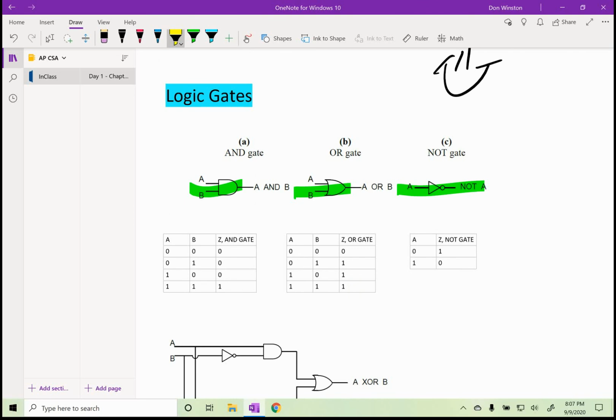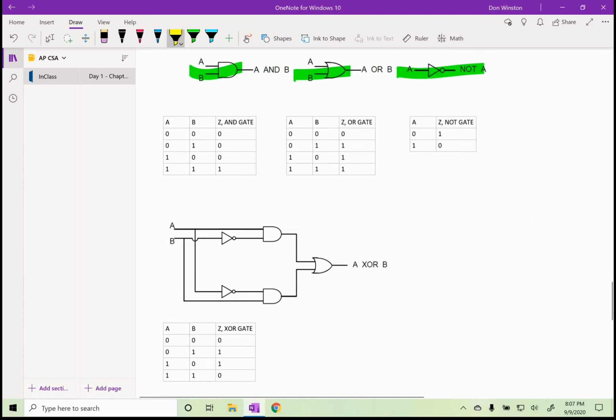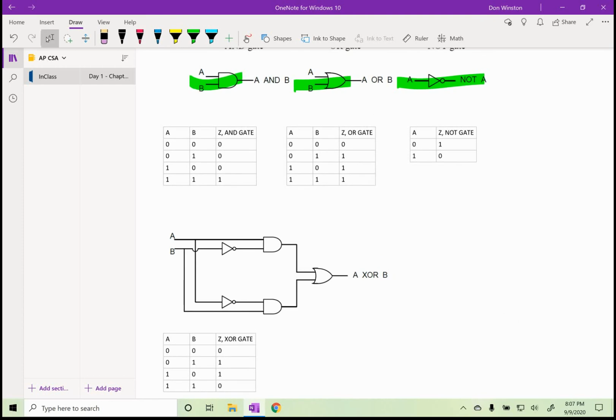The book does it a little differently. Then they present an exclusive OR, which just means that for you to get a 1, only one bit has to be on. The other one has to be off. Any other condition, and you'll get a false.